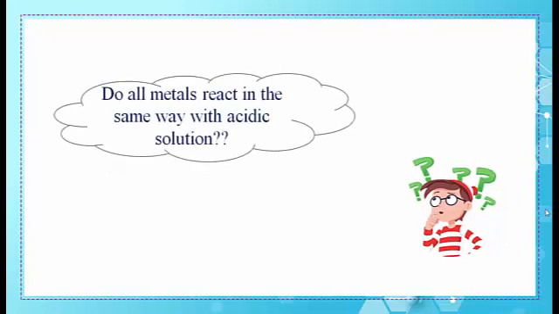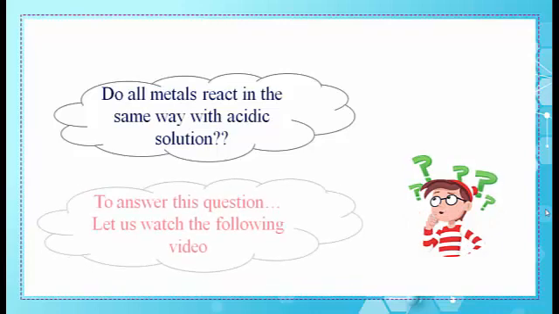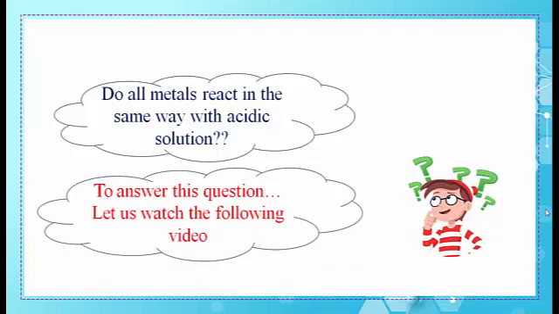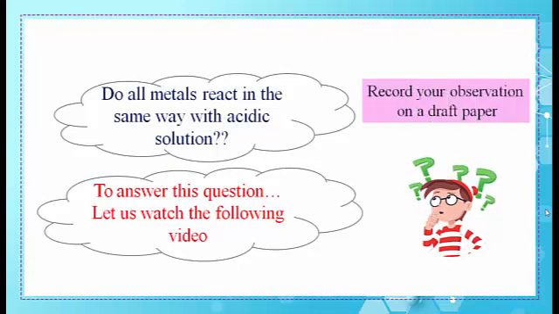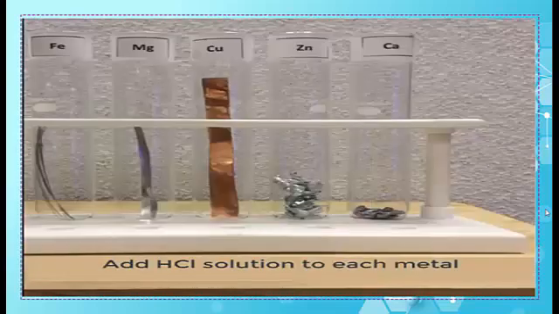Now, do all metals react in the same way with acidic solution? To answer this question, let us watch the following video. Don't forget to record your observation on a draft paper. Before we start the video, here we have several metals. In this test tube we have calcium, and this we have Zn, here we have Cu, Mg and Fe. We're going to add acids to all these test tubes. Let's observe what happens.